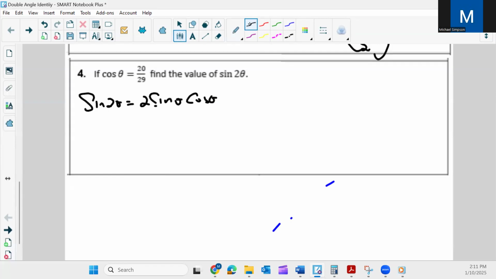Okay, when you're given cosine theta, what must you find? Sine. How do you find sine? You do the triangle method, right? Draw the right triangle and make that my angle. Cosine is adjacent over hypotenuse, so 20 over 29. Let me find that side.